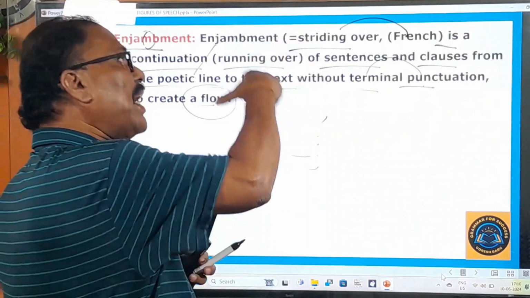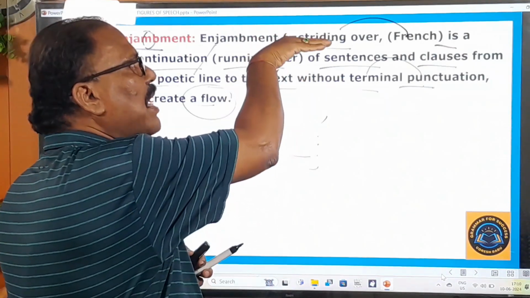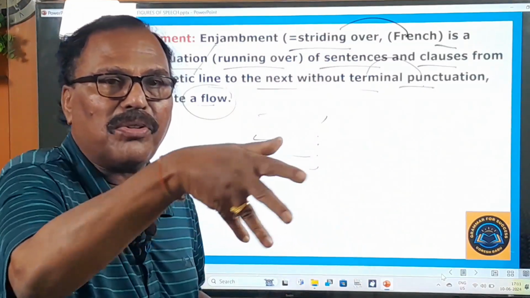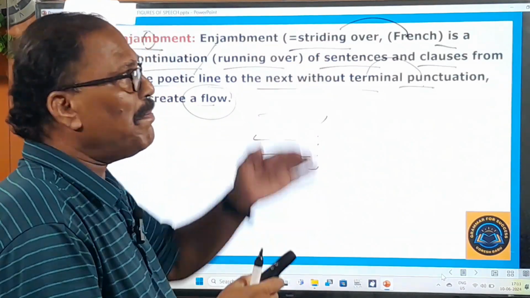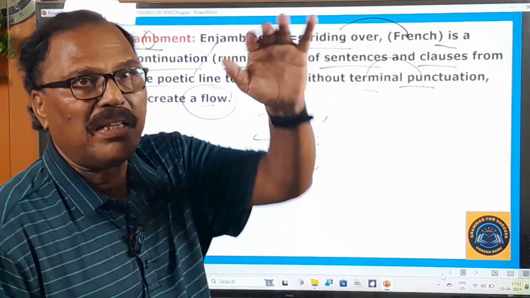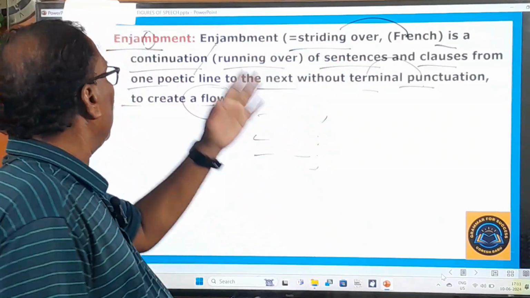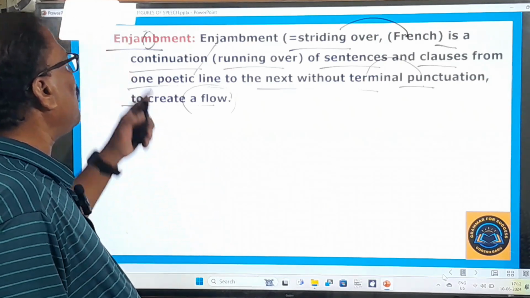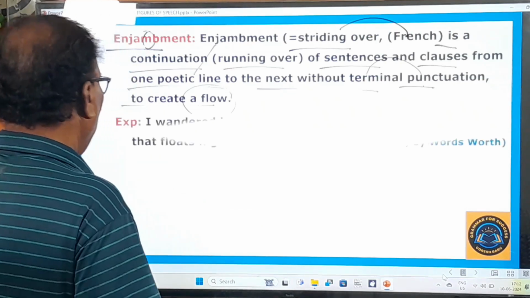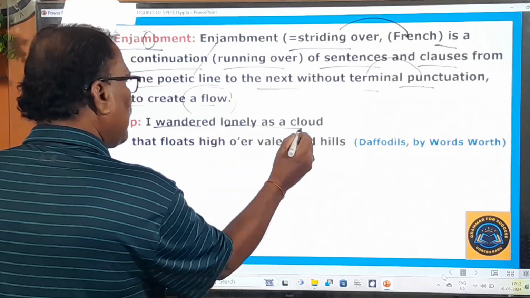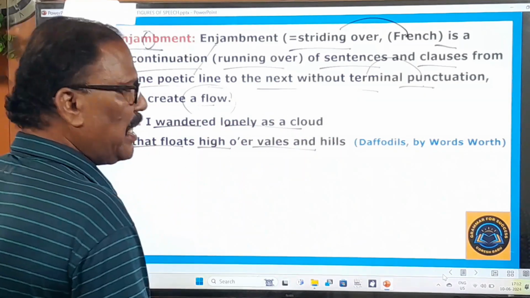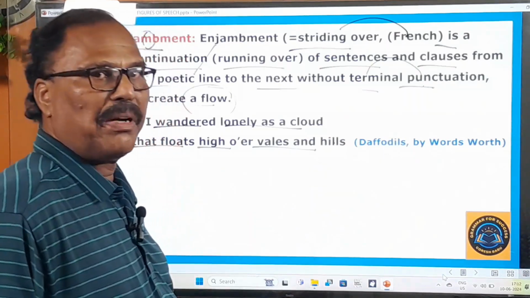But without that, what happens? The first line will flow into the second line, the second line into the third line, the fourth line, like that. If at all one poetic line flows into another poetic line, then that is called enjambment. Let me give you one or two examples to make you understand this. "I wandered lonely as a cloud that floats on high o'er vales and hills." These two lines are taken from Daffodils, written by Wordsworth.